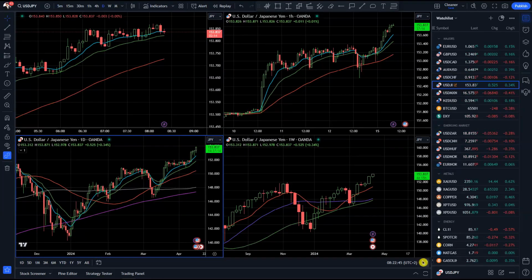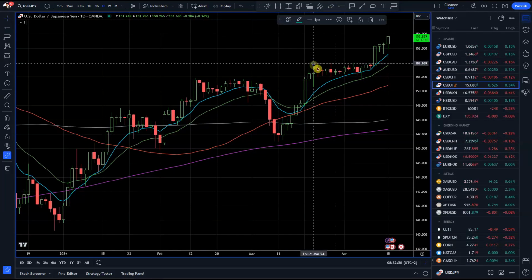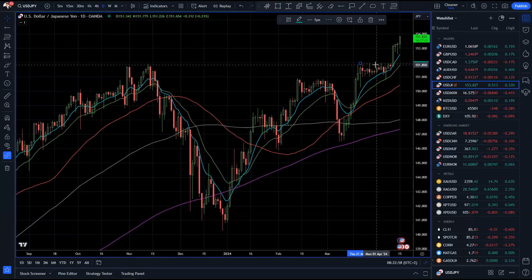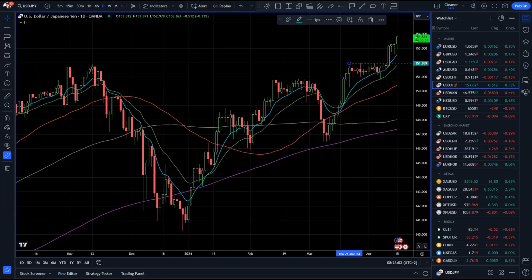So what we had last week is we had a breakout of the contraction, and 152 was a key resistance. The breakout of that key resistance basically confirmed the bigger upside movement, and we can see the market is trading higher at 153.82, which is almost 180 pips since the initial breakout.